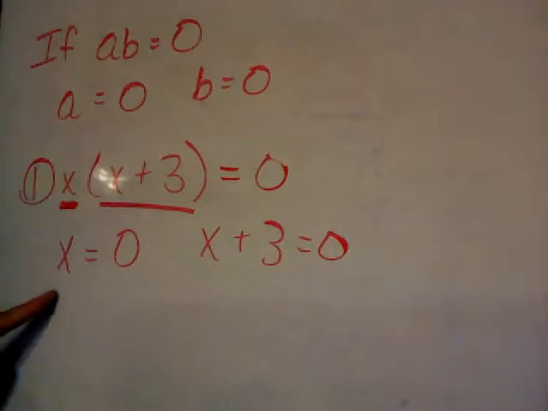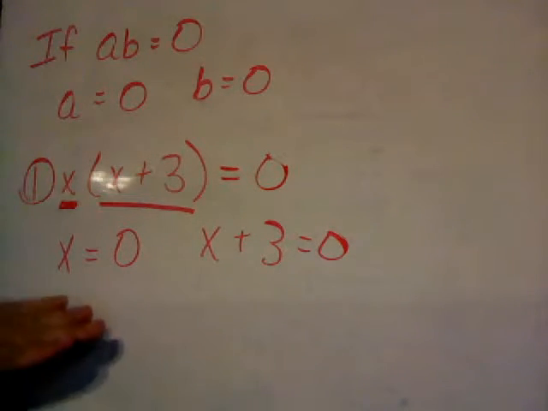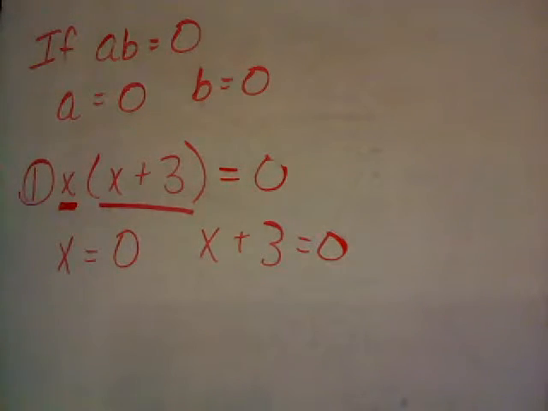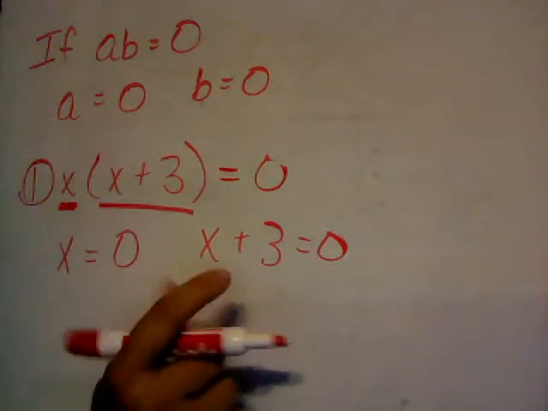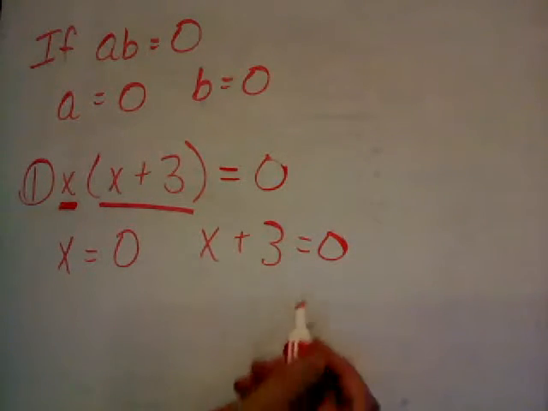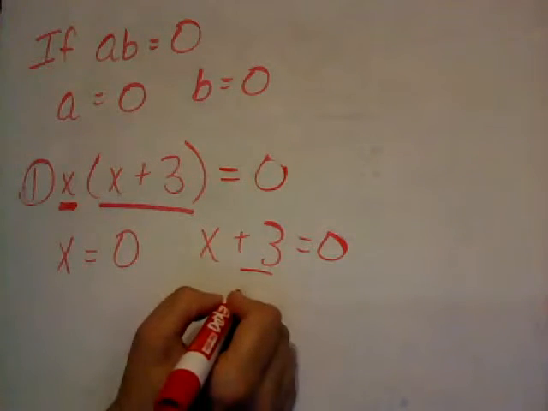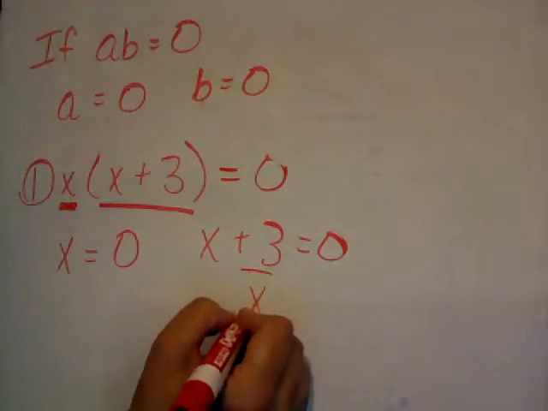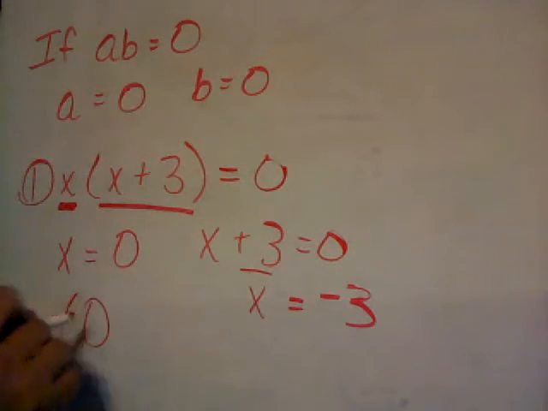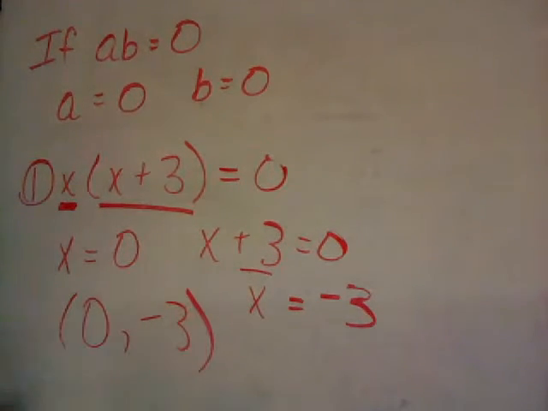So here is x equals 0. x plus 3 equals 0. Now this one pretty much stands for itself. It says that it is 0. But here I have to work it out like I would an algebraic equation. So how to get rid of a plus 3? Minus 3. So x equals a negative 3. So I have a 0 and a negative 3.